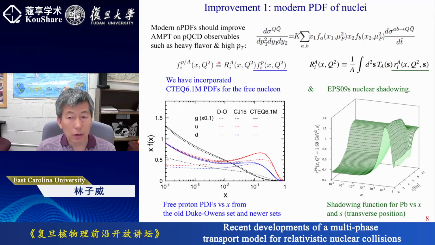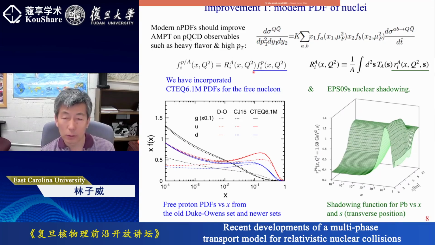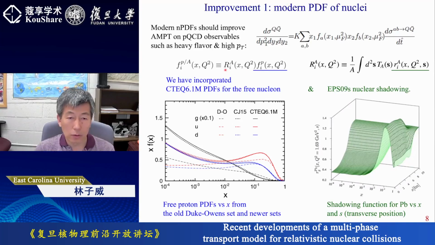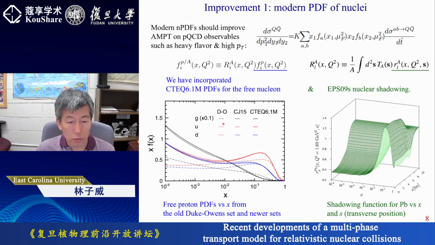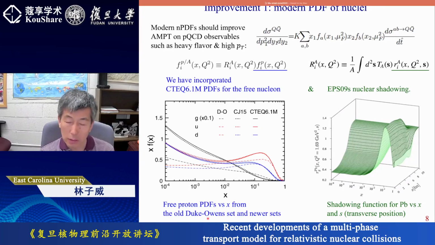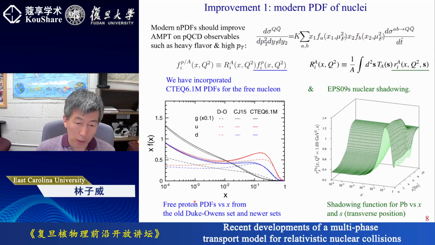And then naively it's A times that. However, there are nuclear modifications, and the function is often written with a multiplication by a shadowing function R that depends on the nuclear atomic number. It's also a function of x and Q squared. But for the free proton PDF, the original AMPT model is using an old Duke-Owens set. And we know that the parton distribution function in that set is obsolete.